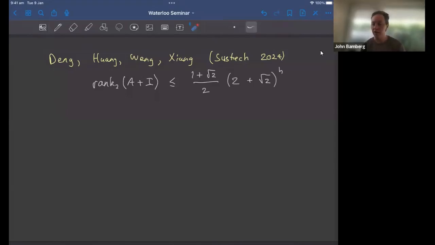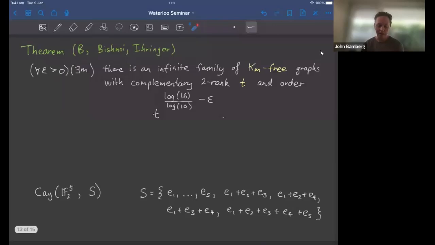And so what you do then is you can bootstrap this example. You take this graph, you take its strong product, and it keeps the complementary 2 rank low and keeps it triangle free. So you can get an infinite family of graphs this way. And so that's our next result, that we can actually take a different graph.